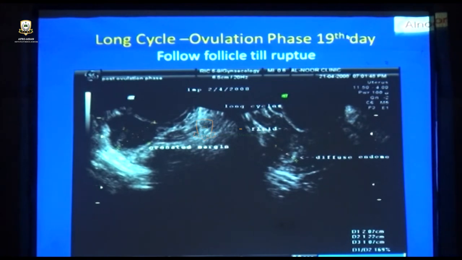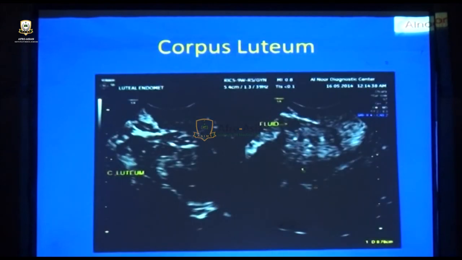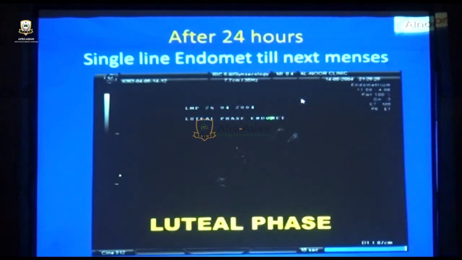Because her cycle was 35 days, she will not rupture on the 12th day, she will rupture on the 19th day. And this lady ruptured the follicle on the 19th day. So her ovulation day is the 19th day because she has a 33-day cycle and she is going to rupture the follicle 5 days later than normal ladies. And you're going to find this kind of corpus luteum, thick echogenic at the end of the follicle rupture. And this line remains the same till the start of the next menses.